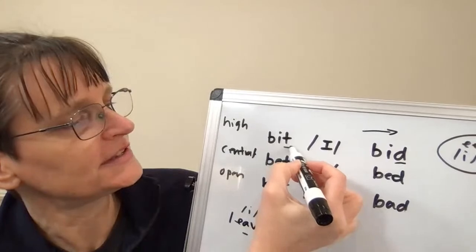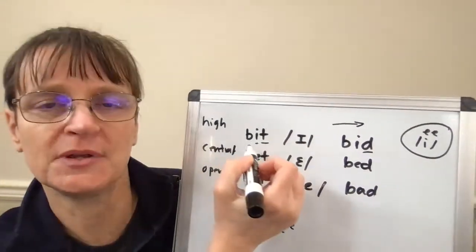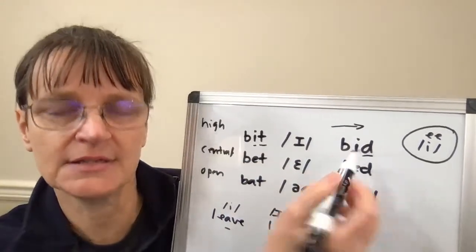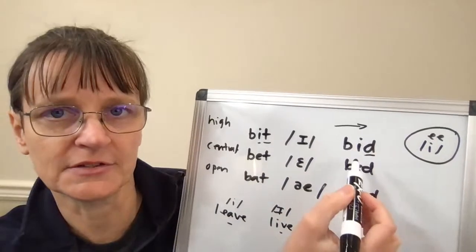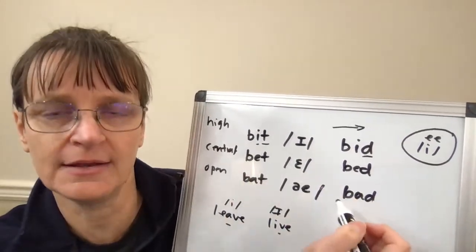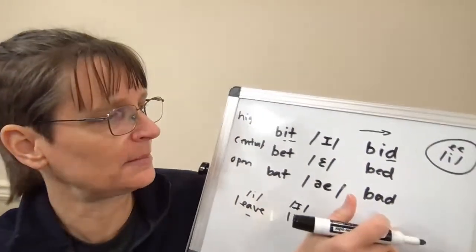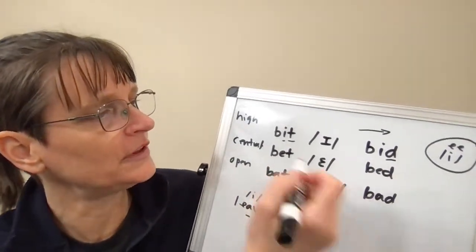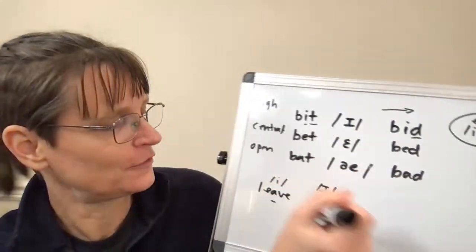And when I have a voiceless sound like a T, I hold the vowel a little shorter. So the difference between bit and bid, yes, there's the voicing difference, but bit is shorter and bid is longer. Bet and bed, I want bed longer, and bat and bad, I want bad longer. And so the length of the vowel is dependent on the context for the word.